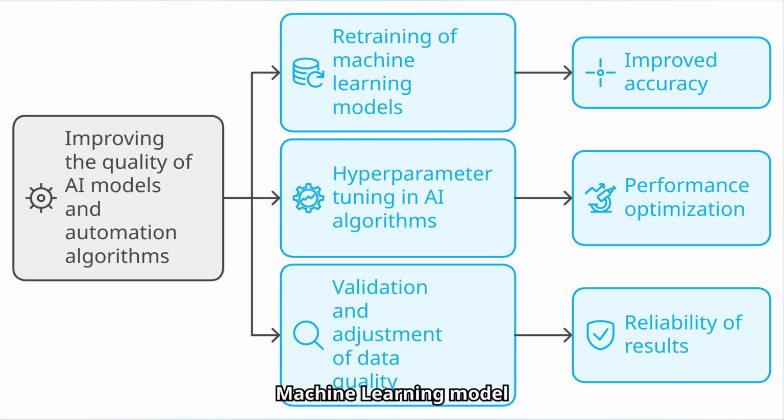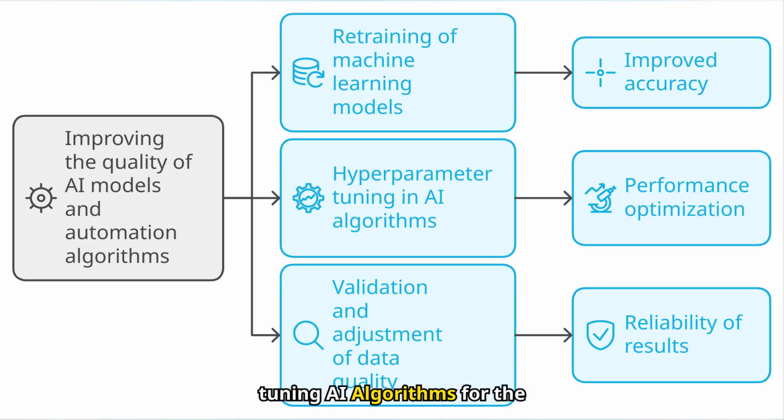Machine learning model retraining allows models to be updated with new data to improve their accuracy and adaptability. An example might be a fraud detection system that is retrained monthly to adapt to new tactics. The benefit achieved is the continuous improvement of the model's accuracy and relevance.